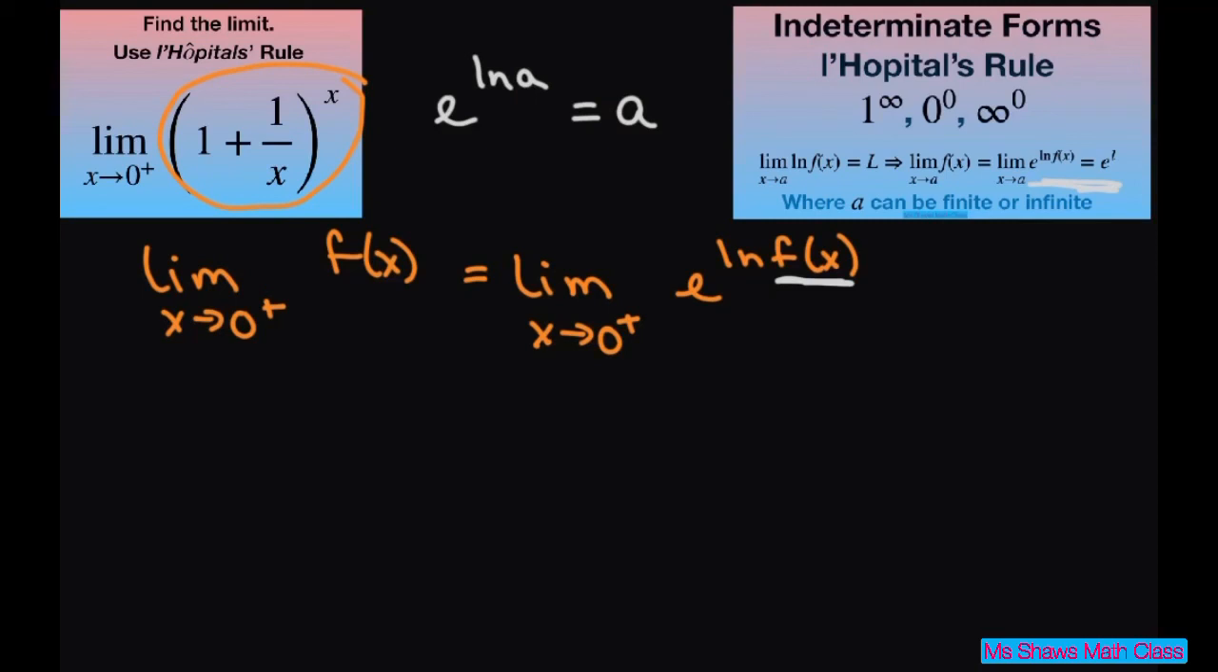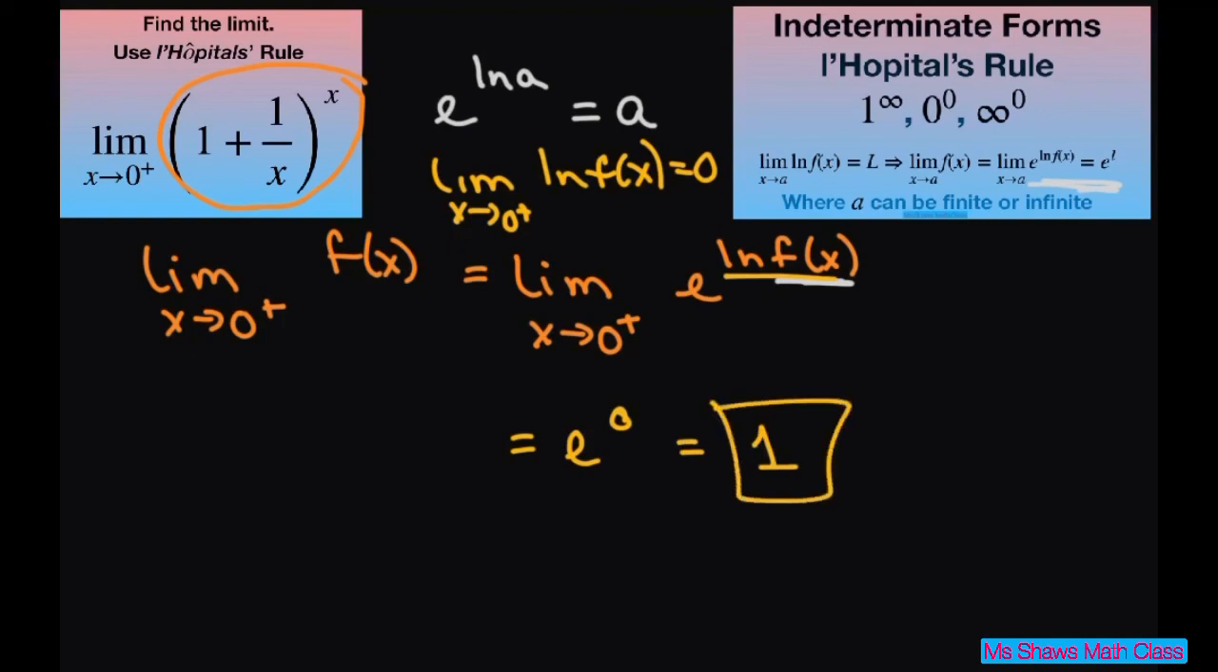And so we can evaluate this finally and write this as e to the power of the limit of ln of f of x. That was 0. The limit of ln of f of x was 0. So e to the 0 power equals 1. And that is your final answer.